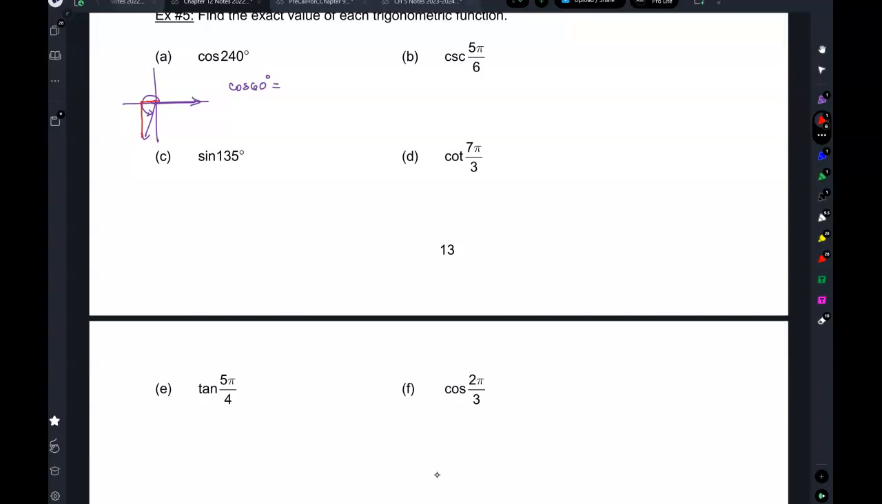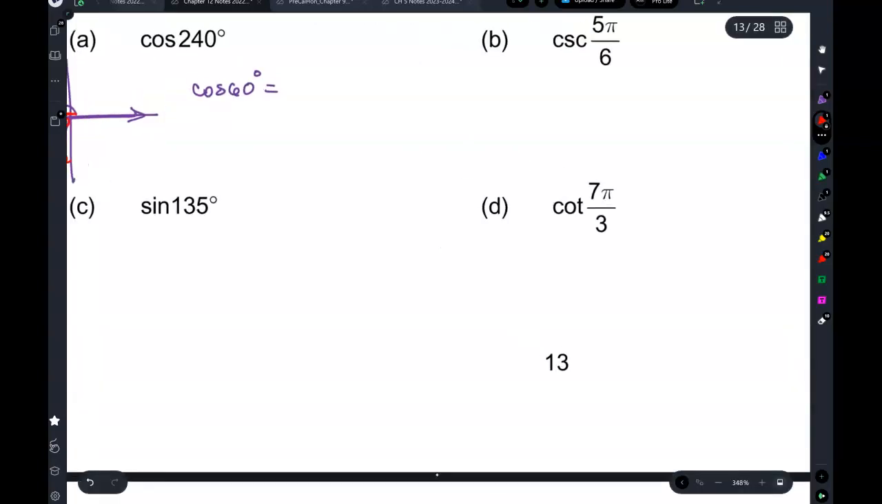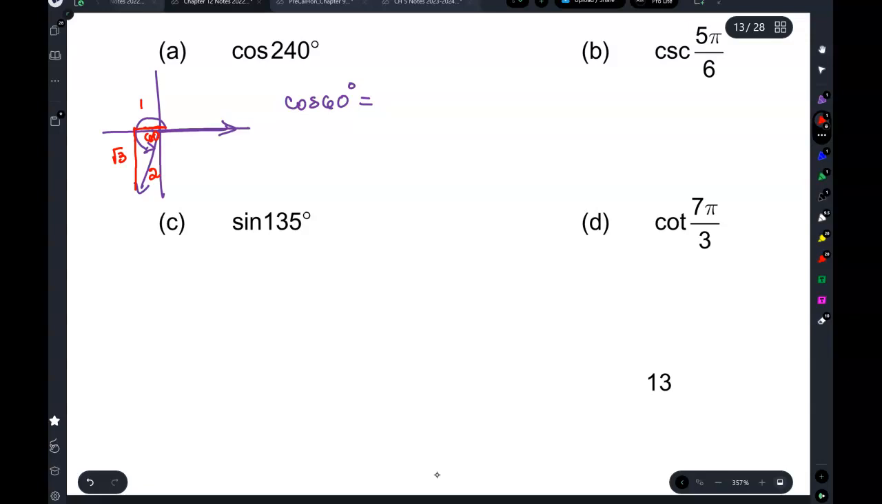So look, if this angle here is 60, that's the reference angle, right? Remember how a 30, 60, 90 triangle looks? It's 1, root 3, and 2. Remember that? So cosine of 60 would be adjacent over hypotenuse, 1/2.